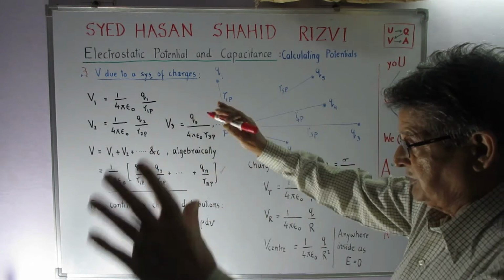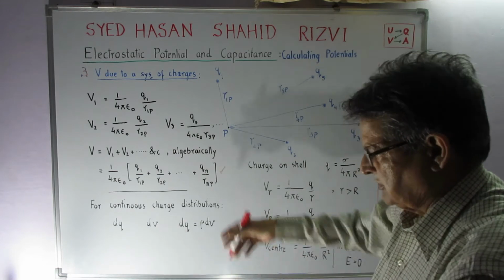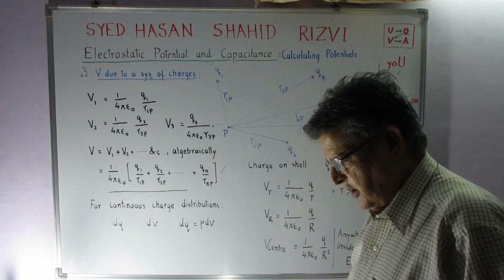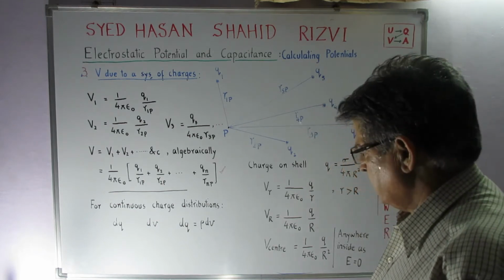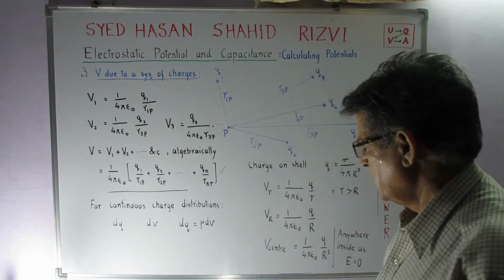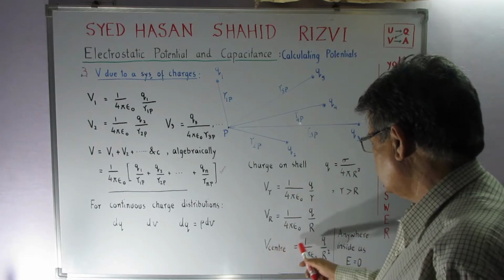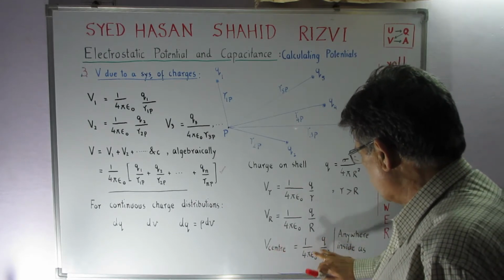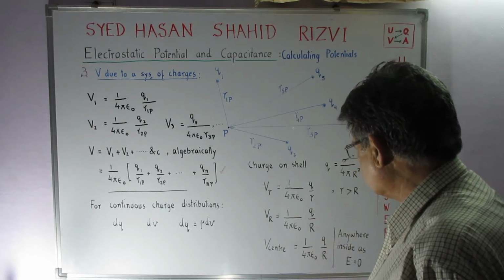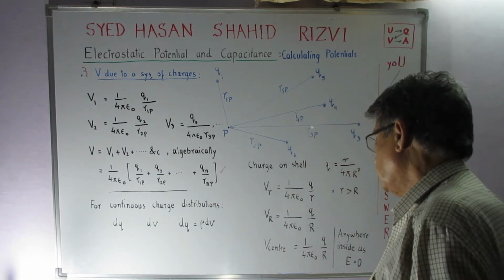Well, this is the shell which carries the charge, and if I take the center, then the center is equidistant from all the small charges dq, and therefore I can say that at the center it will be equal to 1 upon 4 pi epsilon naught Q divided by R. This is what we'll get. Not R squared, that is the expression for the electric field.